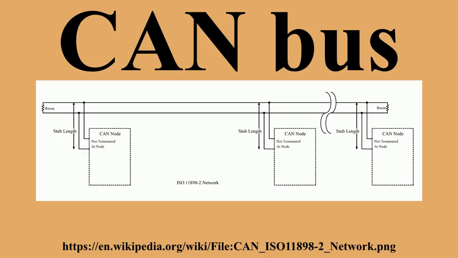Bit rates up to 1 Mbit per second are possible at network lengths below 40 meters. Decreasing the bitrate allows longer network distances. The improved CAN FD standard allows increasing the bitrate after arbitration and can increase the speed of the data section by a factor of up to 8 of the arbitration bitrate.